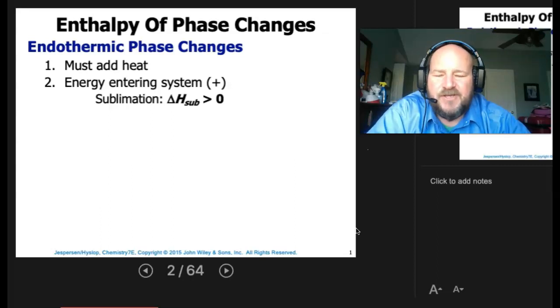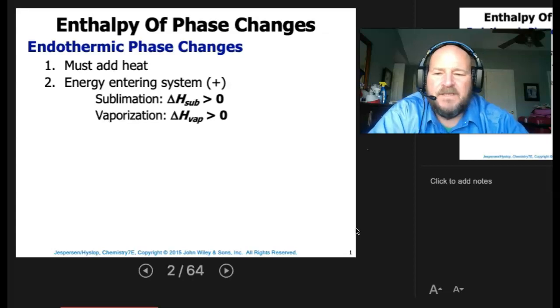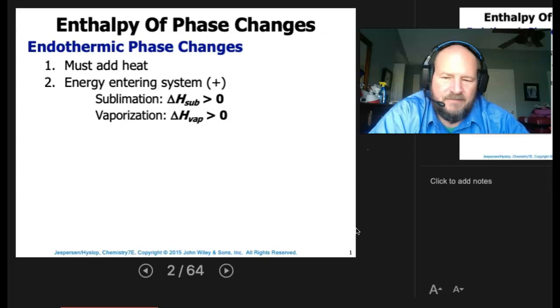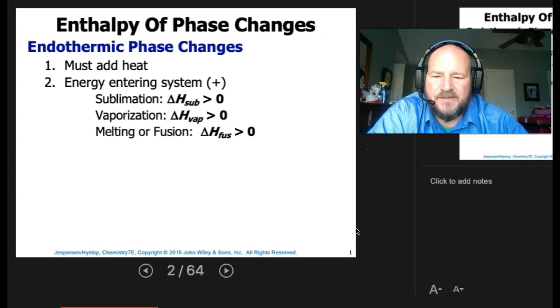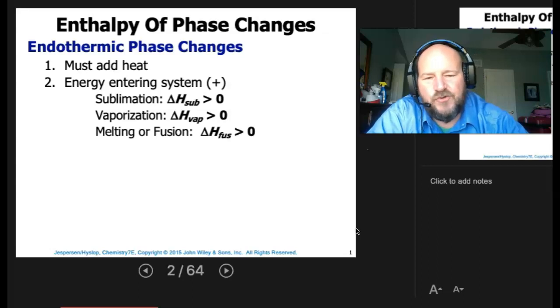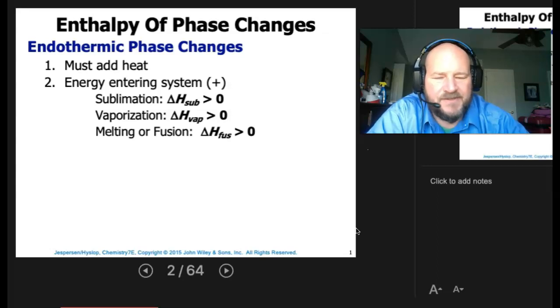So for sublimation, then delta H of sub has to be greater than 0. For vaporization, again, delta H has to be greater than 0. And then if we're melting, then delta H fusion has to be greater than 0.